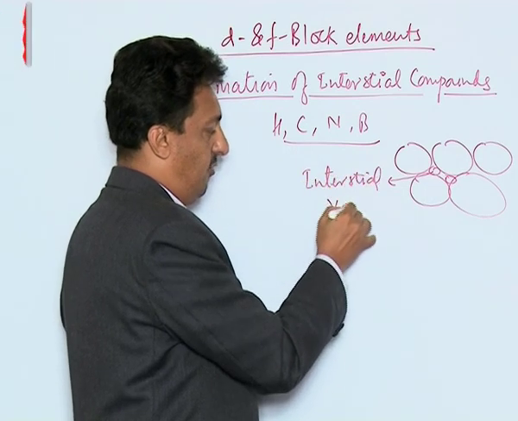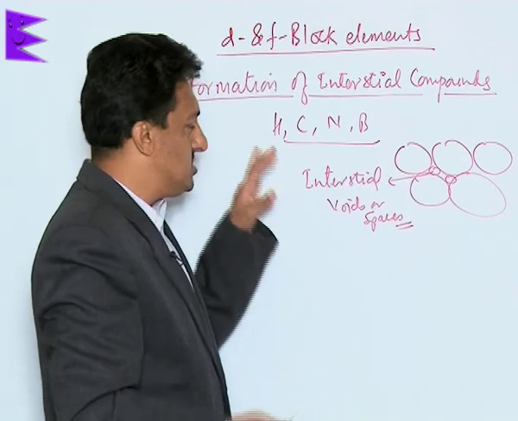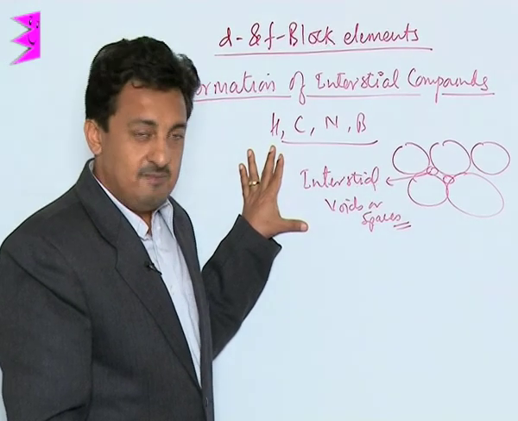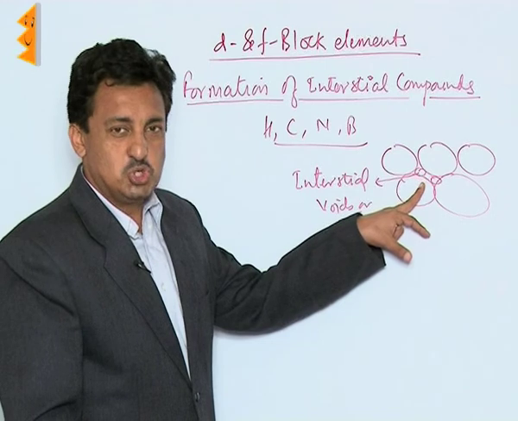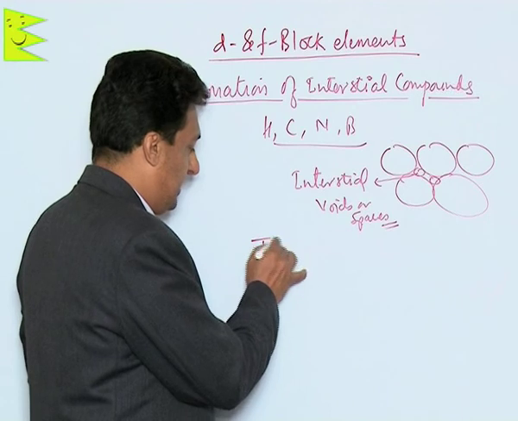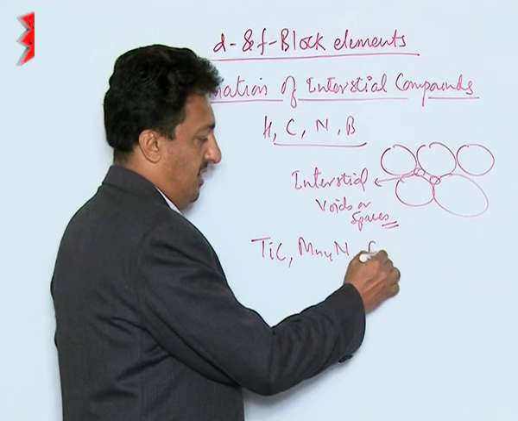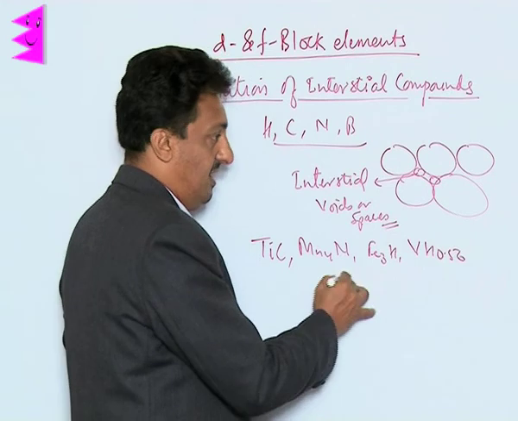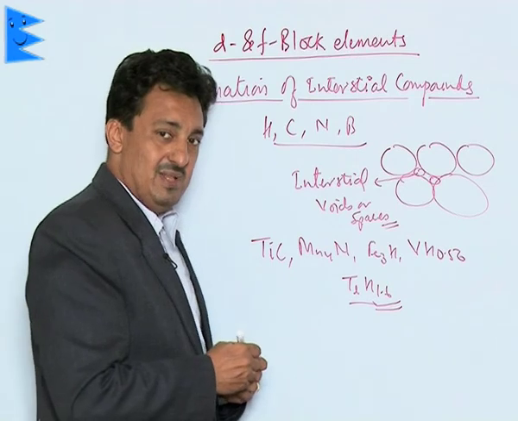These are interstitial voids or spaces. So what happens is when these smaller elements are mixed with these elements in the molten state and allowed to solidify, these small elements occupy these interstitial spaces and form non-stoichiometric compounds which are called interstitial compounds. They can be like titanium carbide, manganese nitride, iron hydride, vanadium hydride 0.56, titanium hydride 1.6. So all these are examples.